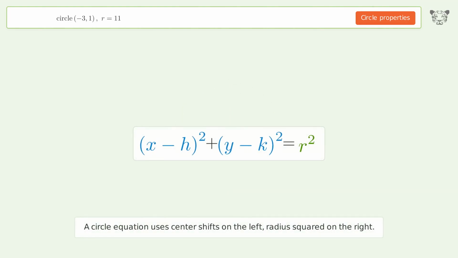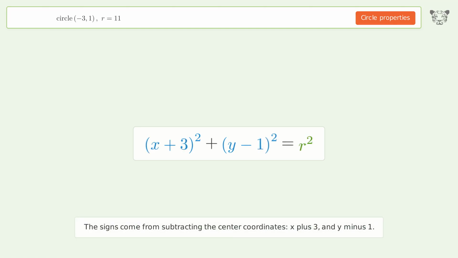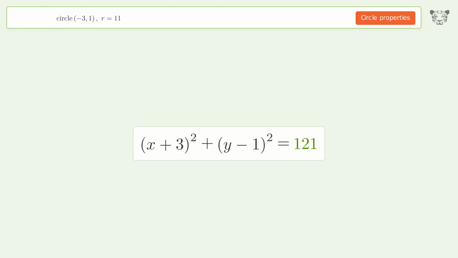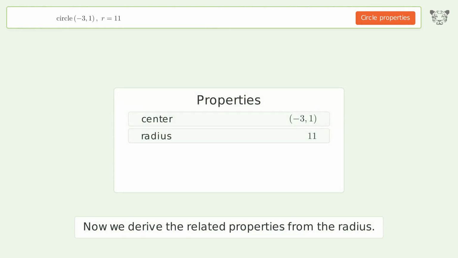A circle equation uses center shifts on the left, radius squared on the right. The signs come from subtracting the center coordinates: x plus 3, and y minus 1. The radius is 11, so the right side is 11 squared, which is 121. Now we derive the related properties from the radius.